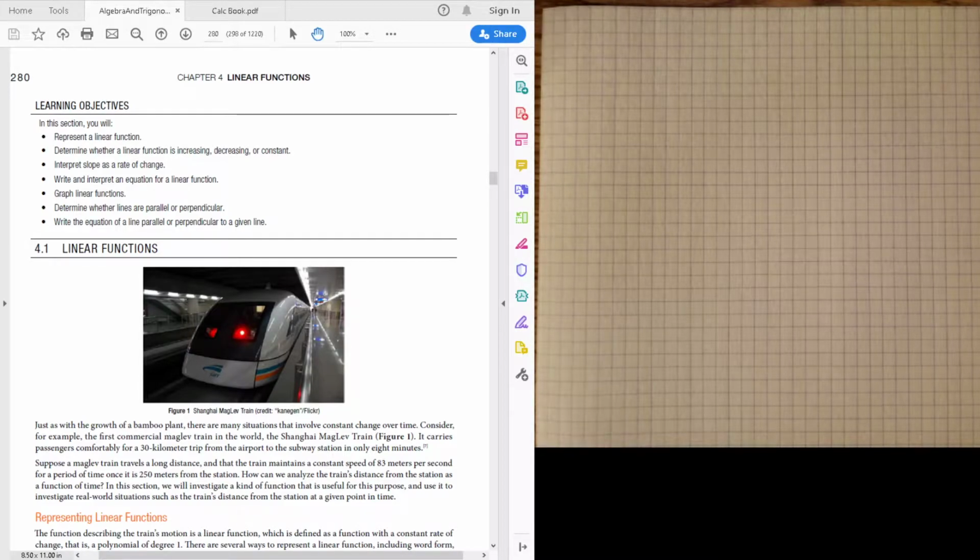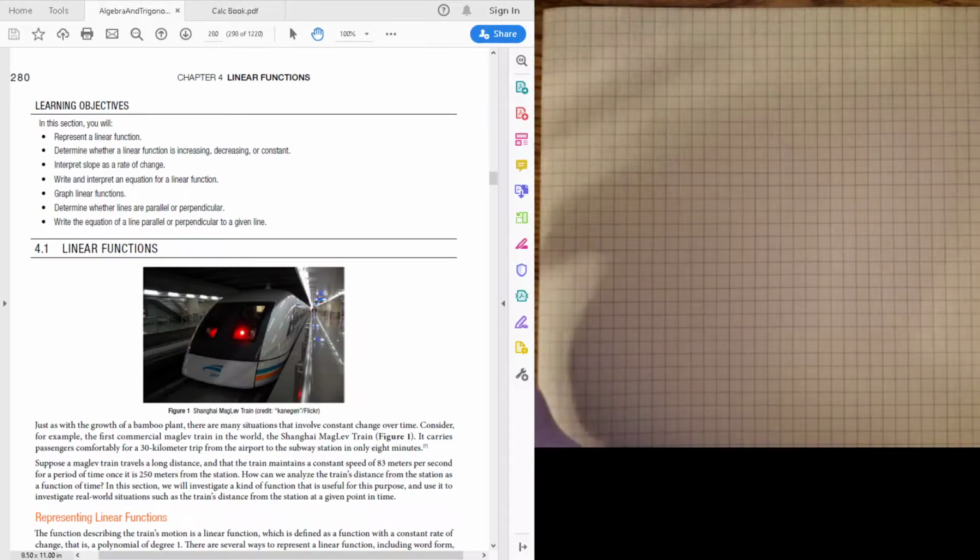Chapter 4 is a relatively short chapter. It's only got 3 sections in it, and they all deal with linear functions. This first section is the big one, and you can see it's got a grand total of 7 talking points we're going to go through. Representing a linear function, determining whether a linear function is increasing or decreasing, interpreting slope as a rate of change, writing and interpreting an equation for a linear function, graphing linear equations, my favorite, determining whether lines are parallel or perpendicular, and writing the equation of a line parallel or perpendicular to a given line.